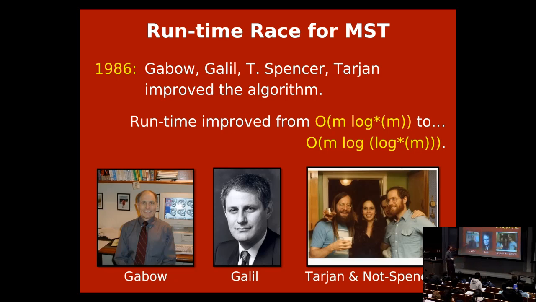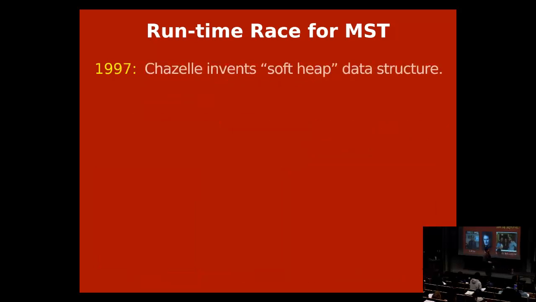And this is Gabow, Galil. It's also impossible to find a picture of Spencer online. So I showed Tarjan and Gary Johnson and Johnson's wife in this photo.